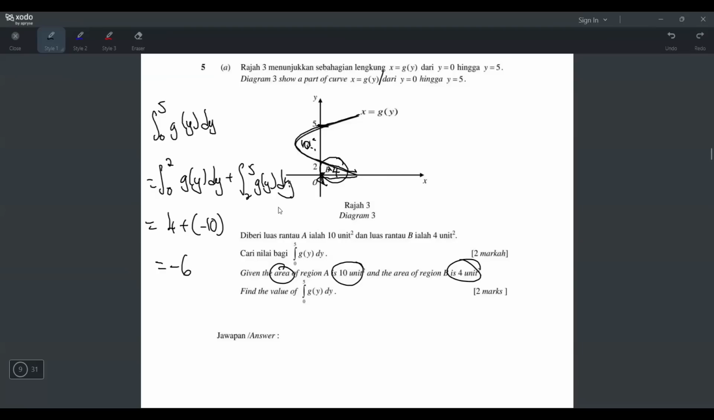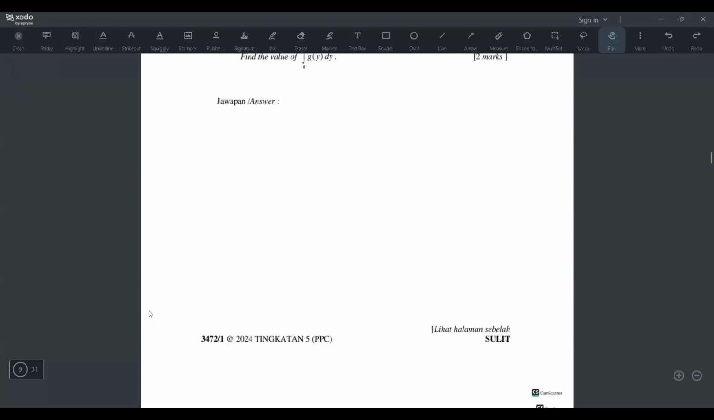But before they take the modulus, it's actually negative, right? If you don't do the modulus, it's actually negative 10, right? It's just that when they are finding area, they will take the modulus for you, right? So I hope you understand my explanation, and yeah, that's all.